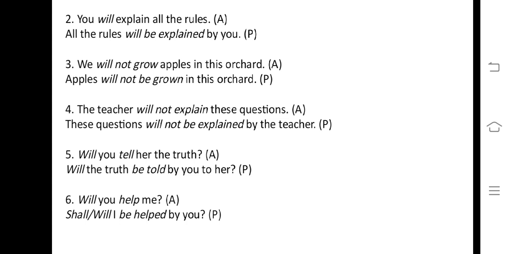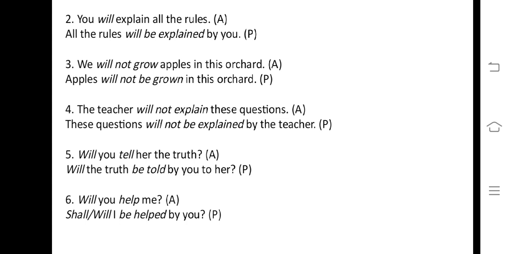Or you can write like this. If you are going to write like this, will her be told by you the truth, then it is not going to be a very suitable answer. So we need to opt here for the second object, that is the truth. Will the truth be told by you to her? Clear? Now let's look at the next example.